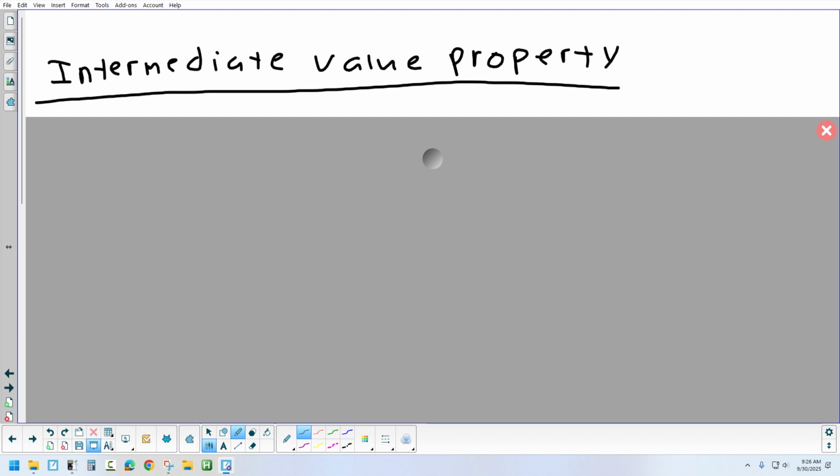1, 2, 3, 4, 5. Have I gone through every number between 1 and 20? No, that's a discontinuous process. Right? I never counted 2.6 or 3.415. I didn't get any of those numbers.